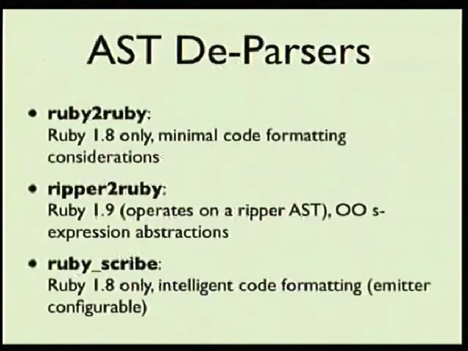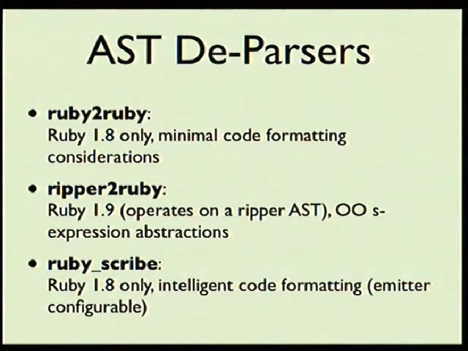But there are deparsers out there. Here are, well, the first two are popular. The third one is my project, but I'll talk about the first two briefly. Ruby2Ruby has been out for a while. This is basically the sister project to Ruby Parser. So Ruby Parser parses, Ruby2Ruby deparses, or pretty prints out the code. And this has the same challenge that it's essentially Ruby 1.8 only, because it's operating on the Ruby Parser AST.